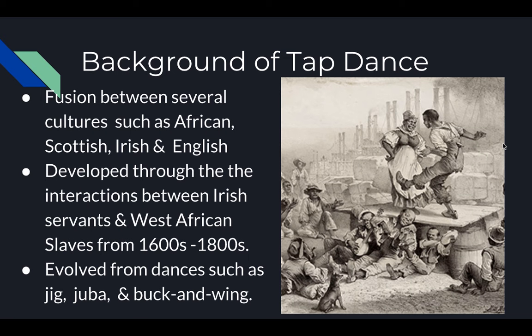The background of tap dance is known as a fusion between several cultures such as African, Scottish, Irish, and English. It was developed through the interactions between the Irish servants and the West African slaves between the 1600s and the 1800s. Tap dance evolved out of various dances such as the jig, the juba, and the buck and wing.